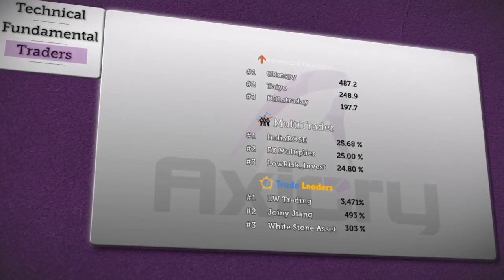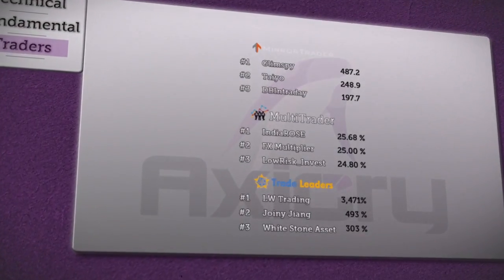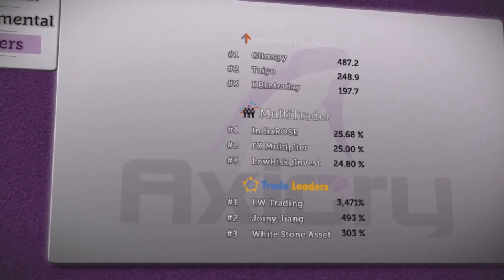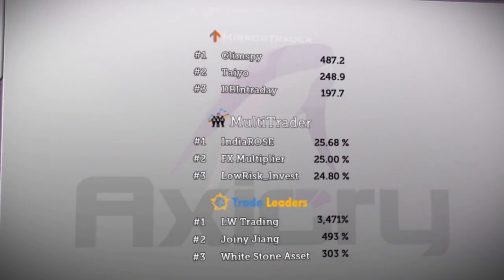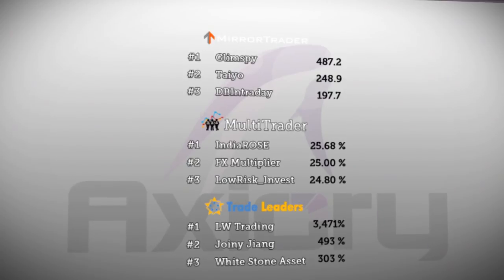Concluding our broadcast today, we have reached our trader section, giving you the chance to become profitable with our best traders and strategies. Glimpsy strategy in Mirror Trader is holding at first place, but has fallen to 487.2 pips. Second, Teo was able to rise 248.8 pips, and DB Intraday added over 100 pips and stands at 300.4 pips in total. India Rose and MultiTrader rose by 0.2% to 25.68% in monthly gain.